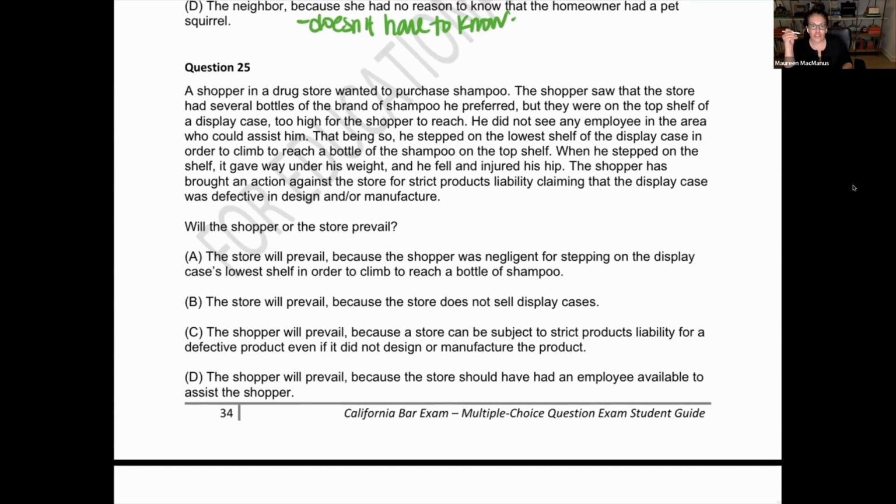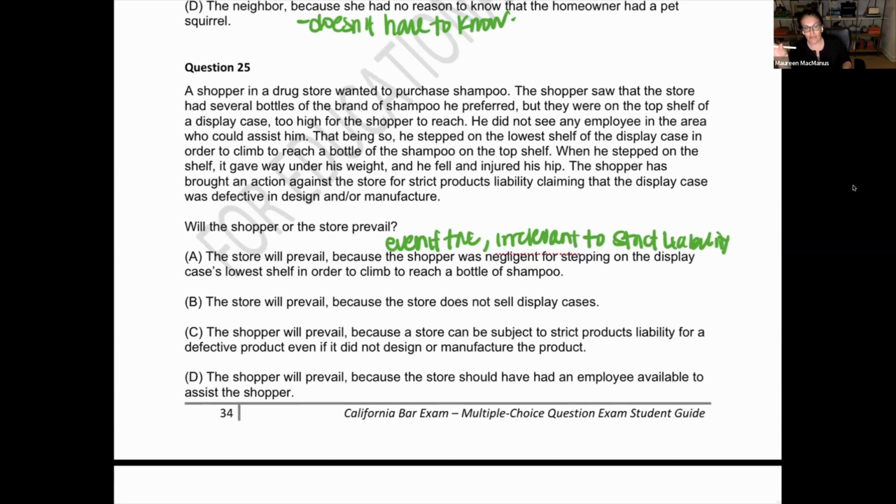A, the store will prevail because the shopper was negligent for stepping on the display case's lowest shelf in order to climb to reach a bottle of shampoo. It's true, the shopper was probably negligent, but this isn't a basis to overcome the strict products liability. So, even if true, it's just irrelevant to strict liability. B, the store will prevail because the store does not sell display cases, i.e. they're not a commercial supplier. And they're not. They don't sell display cases. If it was the shampoo, yeah, it would be defective, but it's not. It's a display case. C, the shopper will prevail because the store can be subject to strict product liability for a defective product, even if it did not design or manufacture it. That is true.